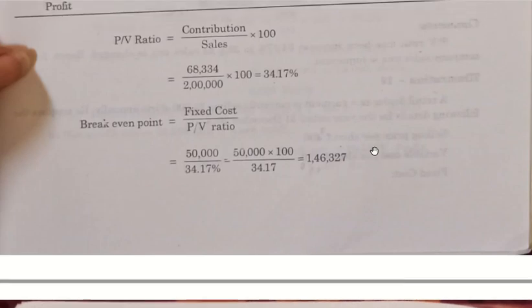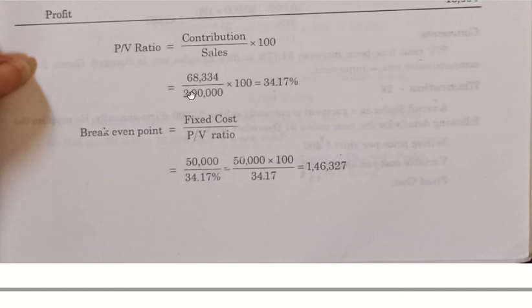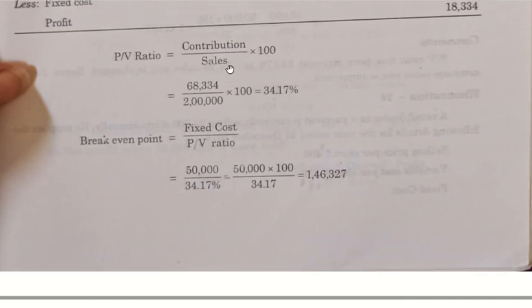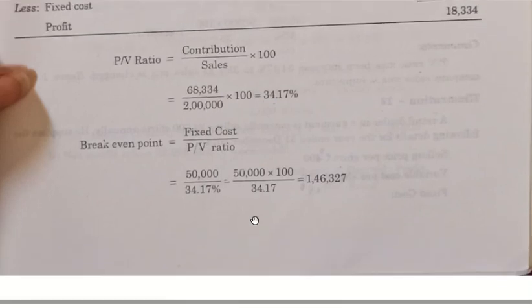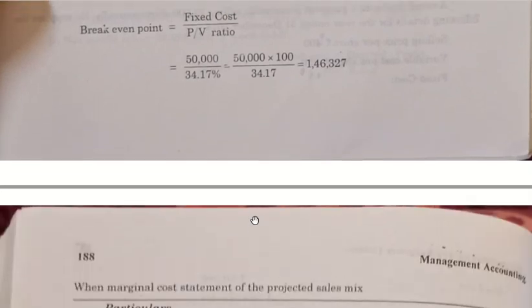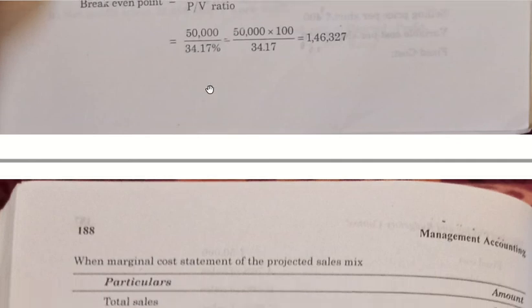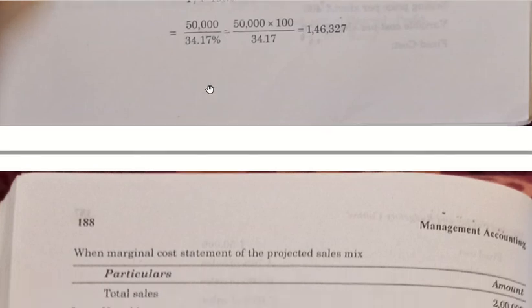Now we are supposed to calculate our PV ratio, contribution divided by sales into 100. 68,334 divided by 2 lakhs into 100, which you get 34.17%. BEP is fixed cost divided by PV ratio. 50,000 divided by 34.17%, which you get 1,46,000.